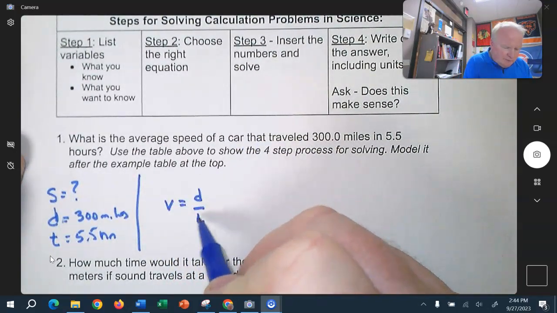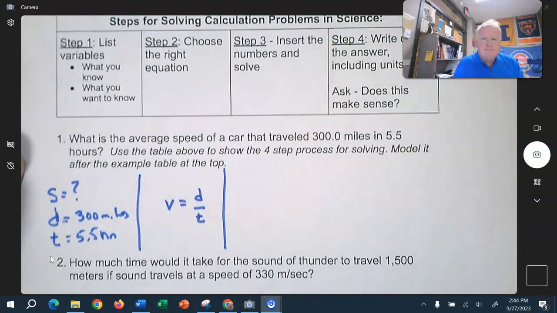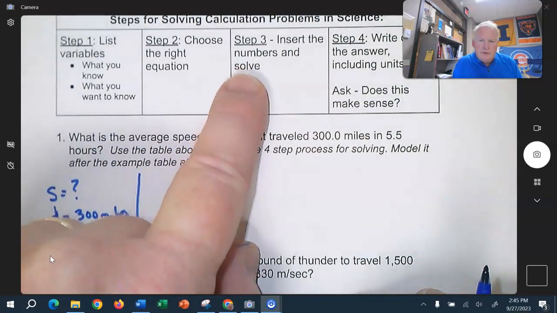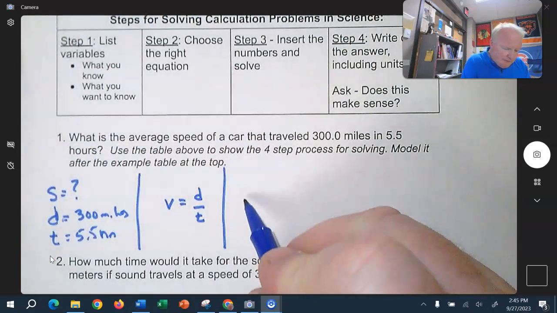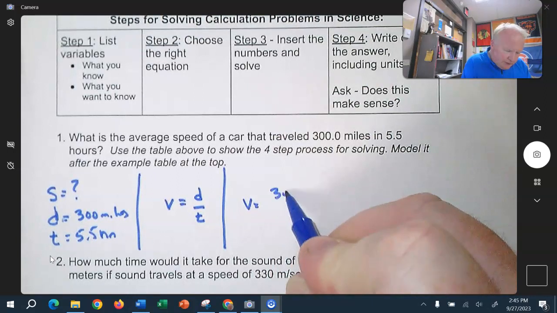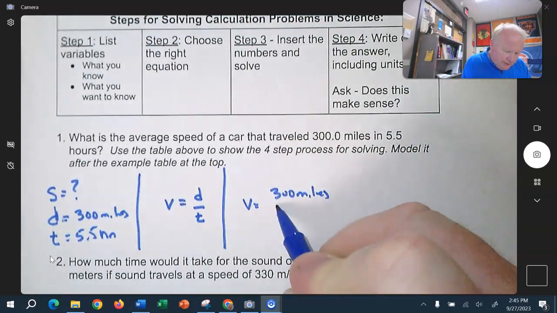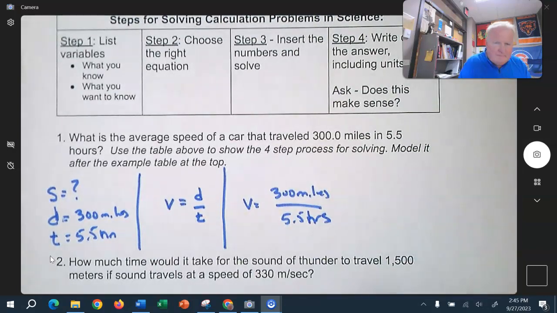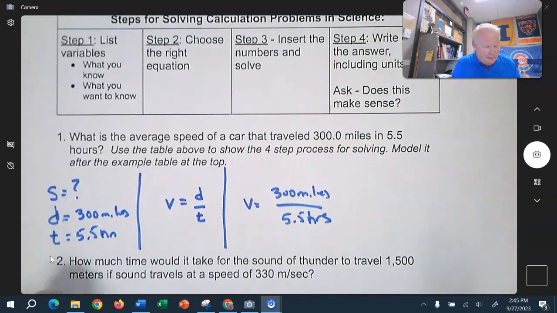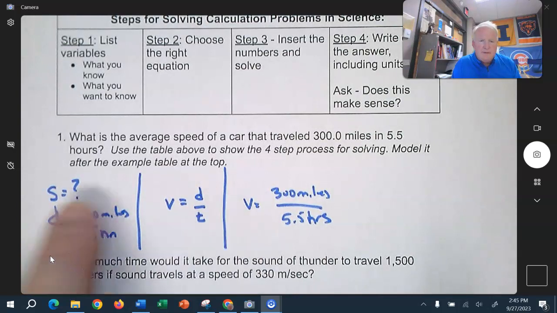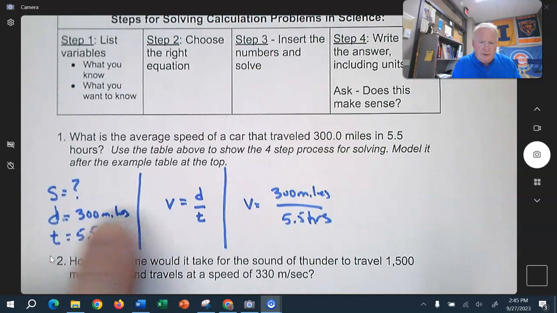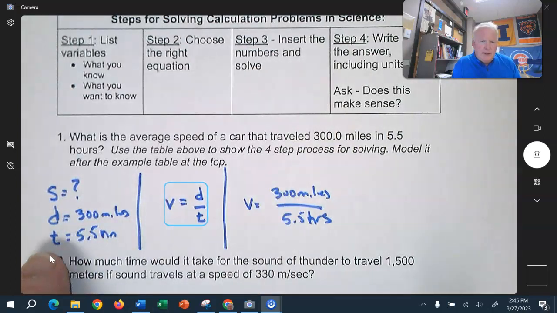Velocity equals distance divided by time. We write it down. Okay, so in my class, the third step is insert the numbers and solve. So V equals 300 miles divided by 5.5 hours. Okay, I've substituted in. I don't have a number for V, or speed. That's my question mark. So I leave it. I have a number for D. Put it in. I have a number for T. I put it in. So we're good.